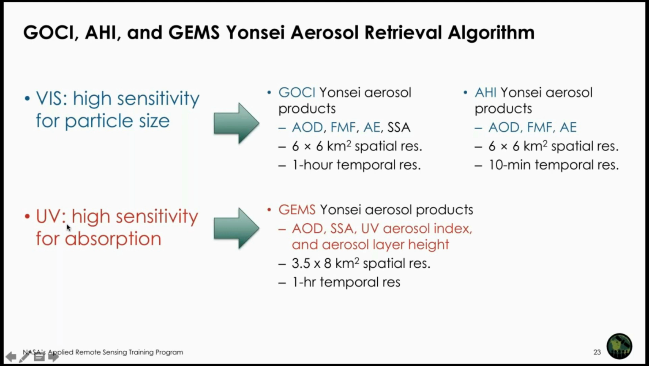The bottom is GEMS. GEMS measures the UV wavelengths. So UV wavelength has very high sensitivity for aerosol absorption. So the GEMS aerosol product will provide the aerosol optical depth and single scattering albedo or UV aerosol index or aerosol layer height. It has 3.5 kilometer by 8 kilometer spatial resolution over the Seoul area, and it also has 1-hour temporal resolution.